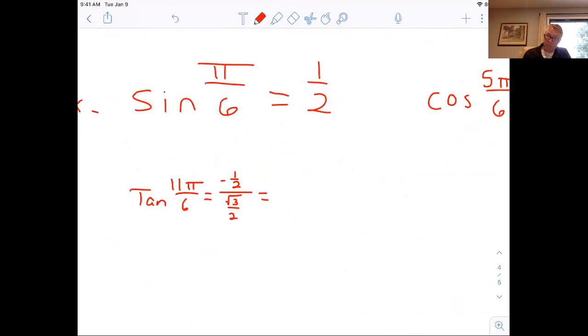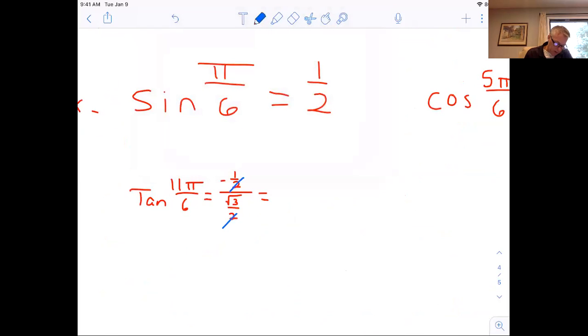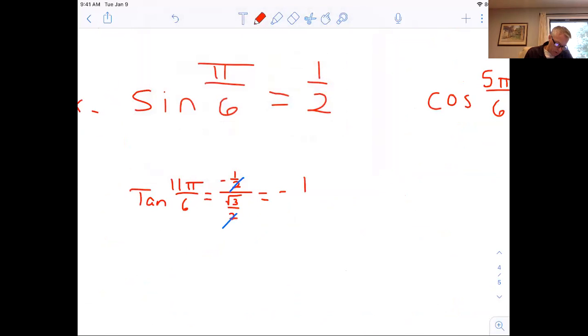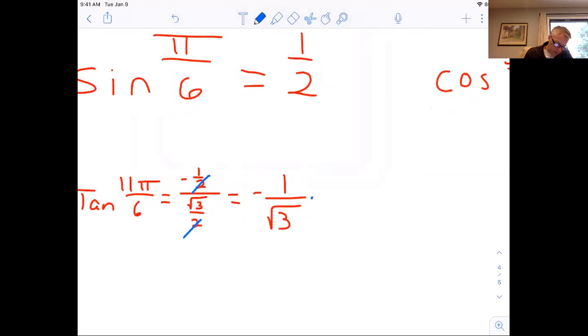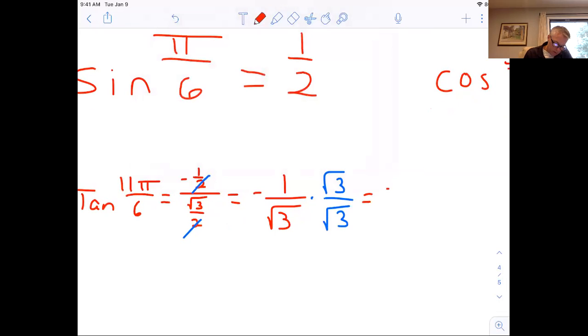All right, I now need to simplify that though. So my 2's will cancel out there because if I took the bottom and flipped it over, I would have negative 1 over the square root of 3. But we are, of course, going to have to rationalize that. So we multiply top and bottom by root 3 over root 3. So our final answer is negative root 3 over 3.